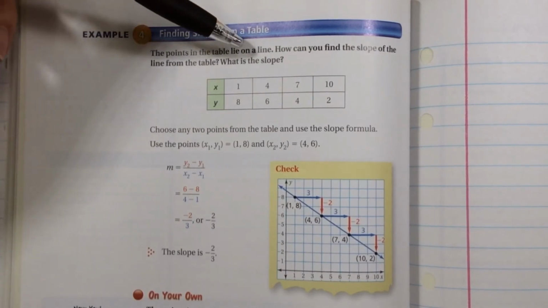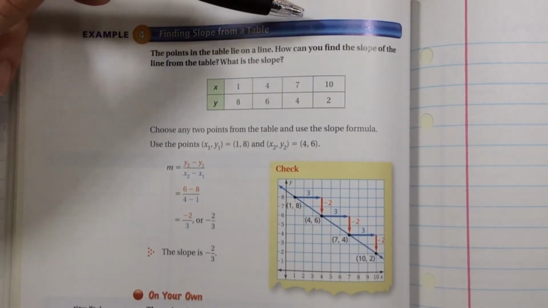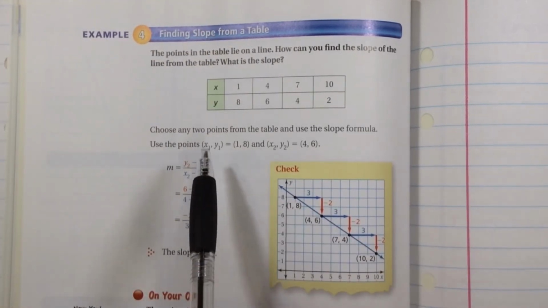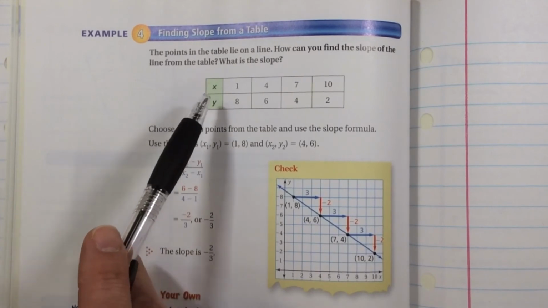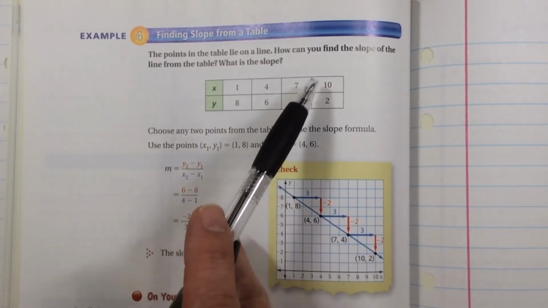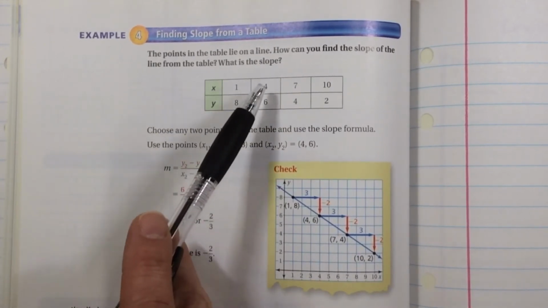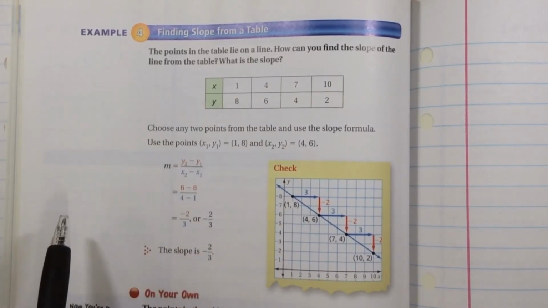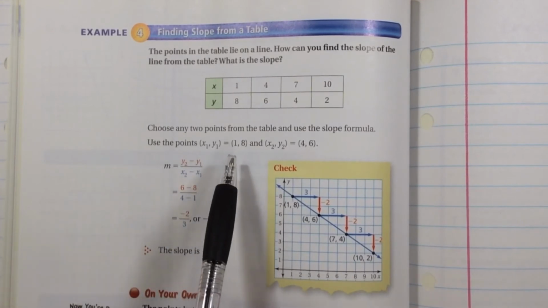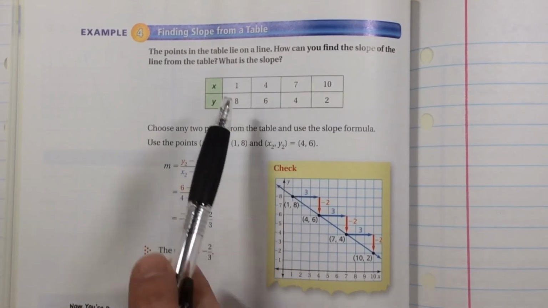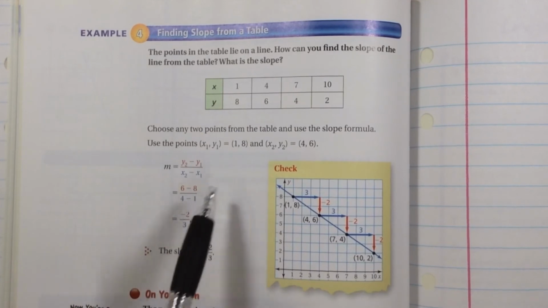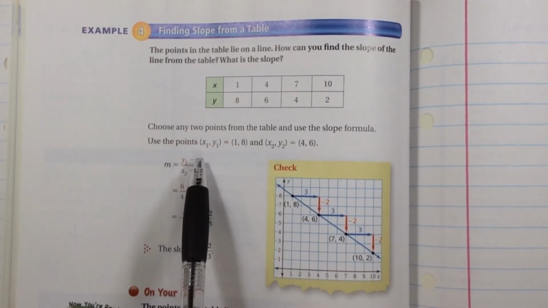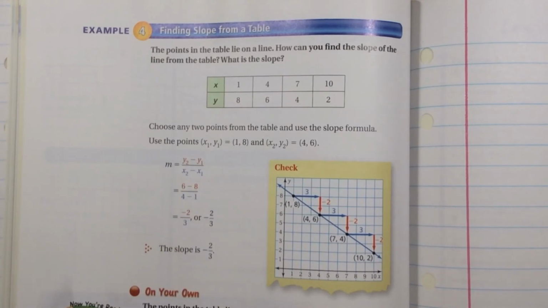Example 4 says finding the slope from a table. The points in the table lie on a line. How can you find the slope of the line from the table? What is the slope? Well, you can use any 2 points here. Remember, these are each points that are on the line. So we have 1, 8, 4, 6, 7, 4, and 10, 2 because they go x, y because they're ordered pairs. So we can choose any. It looks like for the example, they chose the first 2 that they gave us, 1, 8, and 4, 6. And then they just turned it right into the slope formula, change in y over change in x like we did on the previous problems.